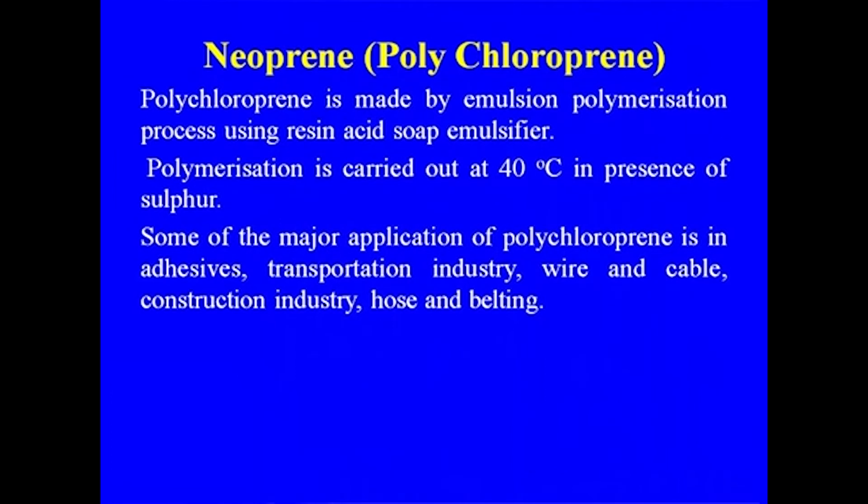Another important class of the synthetic rubber is the neoprene, polychloroprene. Polychloroprene is made by emulsion polymerization processing using resin acid soap emulsifier. Polymerization is carried out at 40 degrees centigrade in presence of the sulfur. Some of the major applications of the polychloroprene are in adhesive, transportation industry, wire and cable, construction industry, hose and belting.